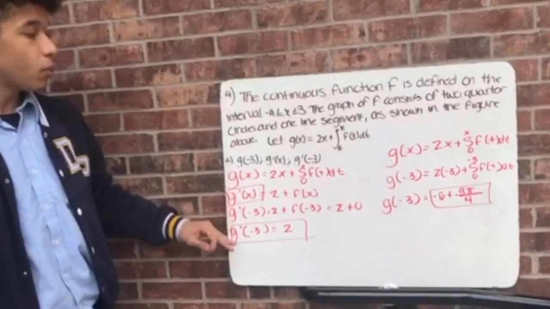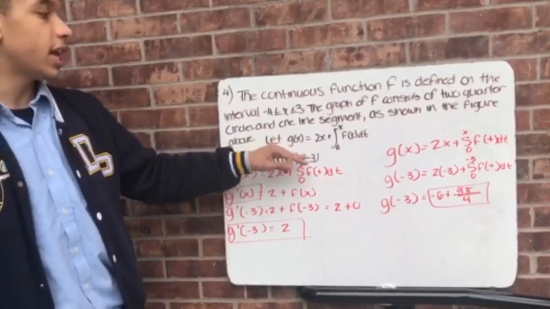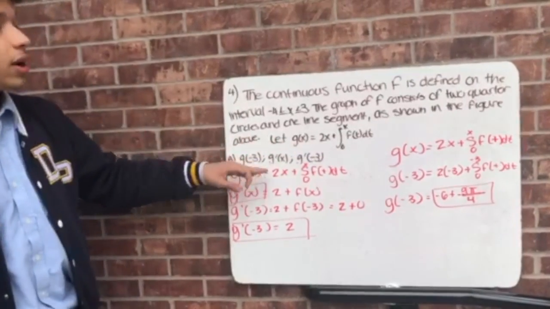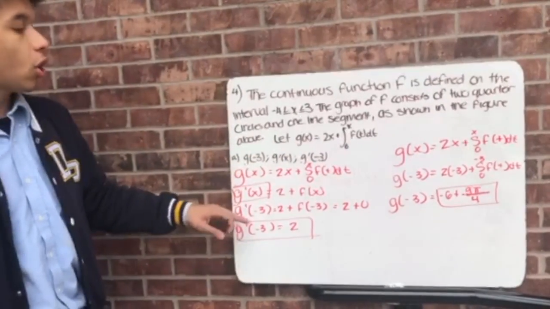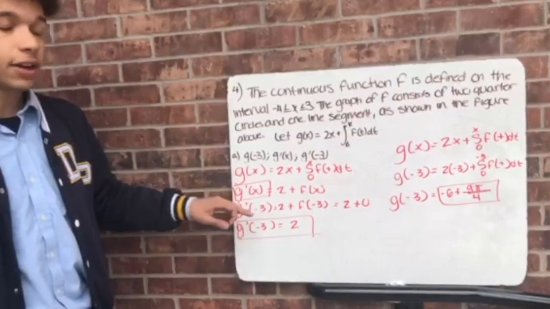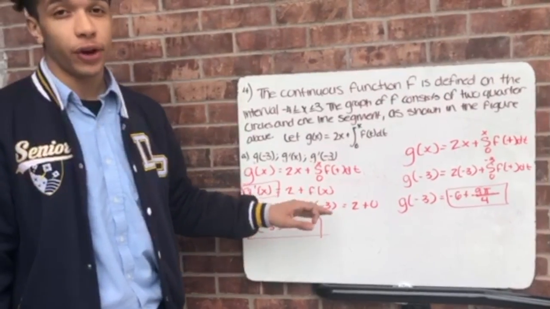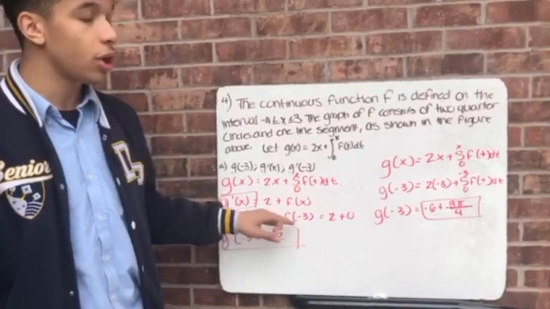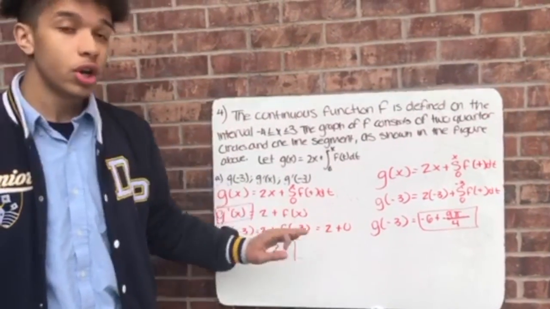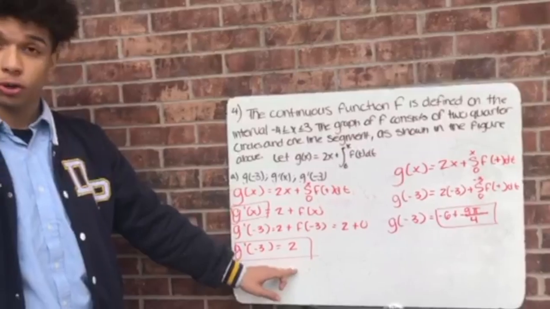Then the second point is g prime of -3, because we already found g prime of x. So all we have to do is plug in -3. You would get 2 plus f of -3. Looking at the graph, we know that f of -3 is 0. So that will give you the answer 2.